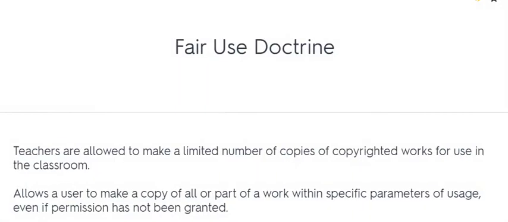Literal meaning is showing forth the essential background information at the beginning of a literary work. Fair use doctrine. Teachers are allowed to make a limited number of copies of copyrighted works for use in the classroom. Allows a user to make a copy of all or part of a work within specific parameters of usage, even if permission has not been granted.